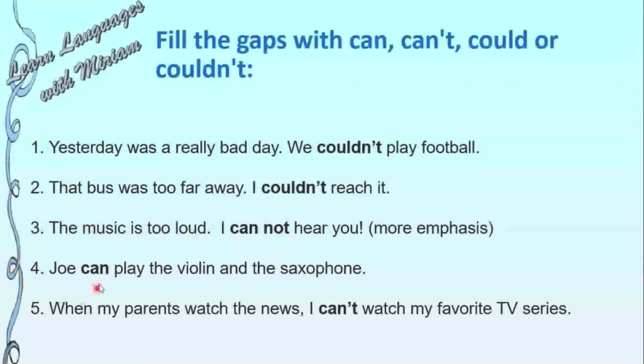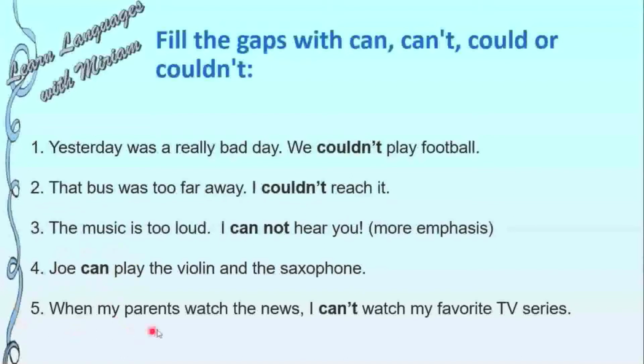4. You can play the violin and the saxophone. What happens here? Playing the violin and the saxophone is an ability. So we have to say can. And why not could? Because we don't have anything referring to the past. So we have to write can in present.